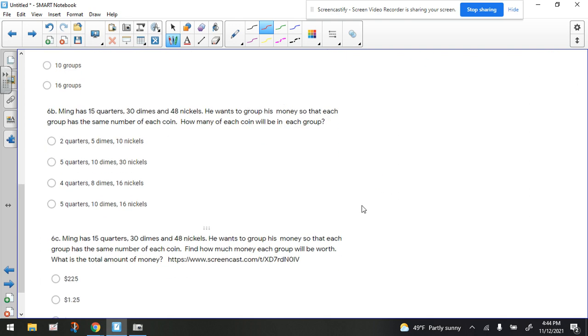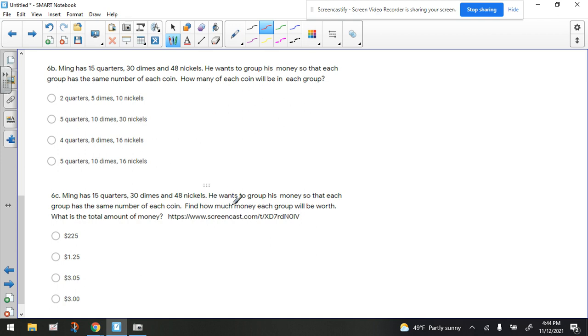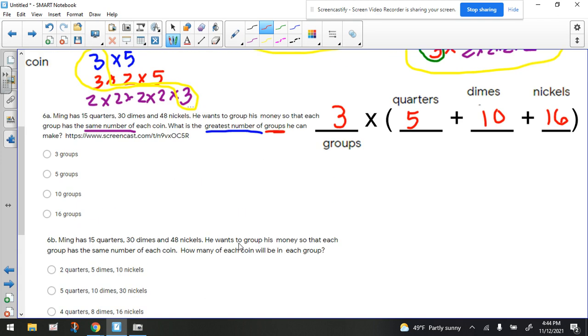Now here's where it gets a little tricky because it says find how much money each group will be worth. What is the total amount of money? So if we have 5 quarters, then what's that computation? A quarter is worth 25 cents. So you have to find 25 cents times 5. Dimes are worth 10 cents. And we have to multiply that by 10. Nickels are worth 5 cents. So we have to multiply that by 16.